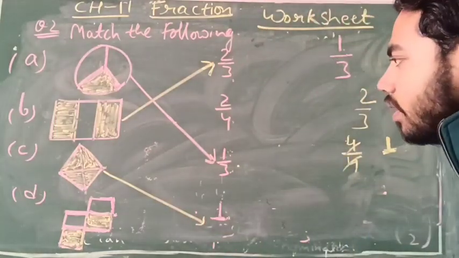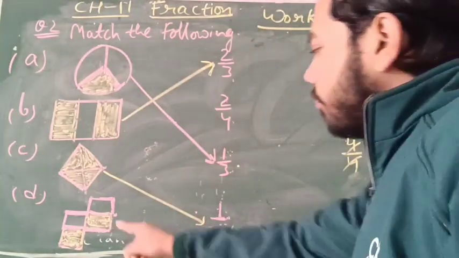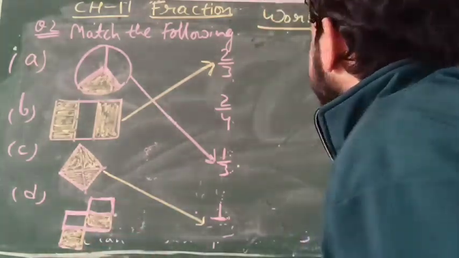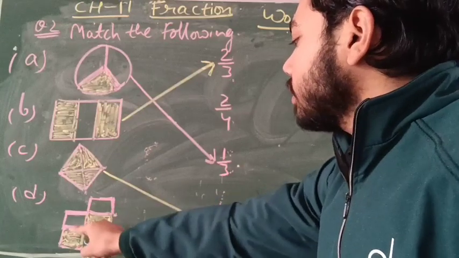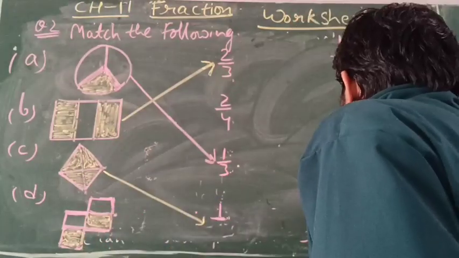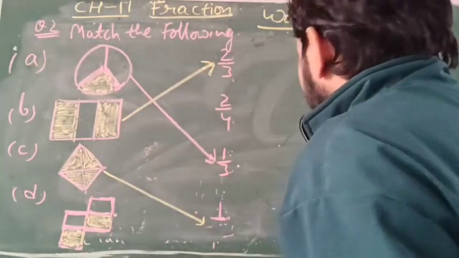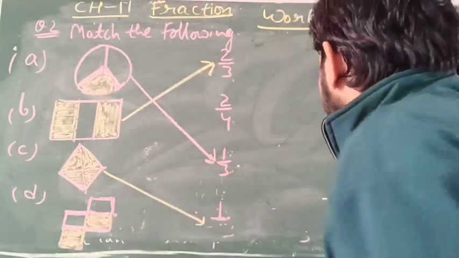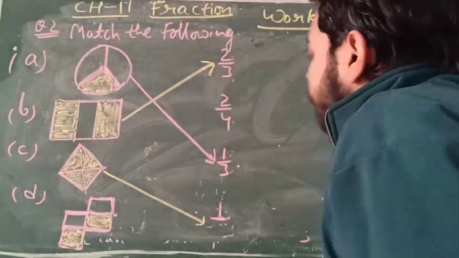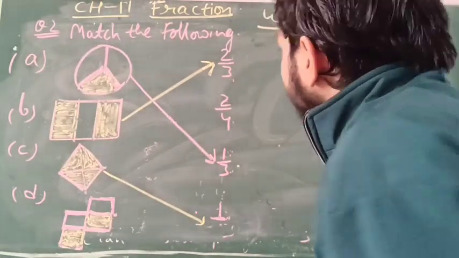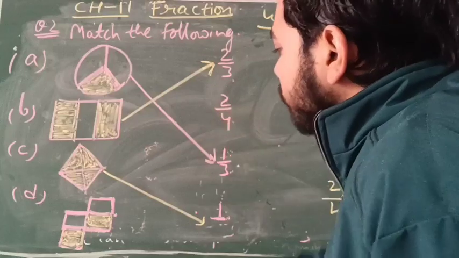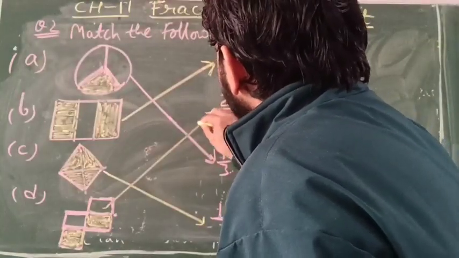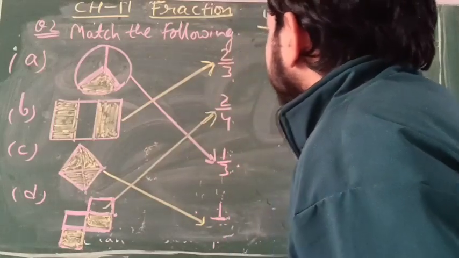Okay. Now the last figure, that is 1, 2, 3, 4. It is divided into 4 equal parts. So the denominator must be 4, and out of that we get 2 parts. So 2 by 4 will be the correct answer.